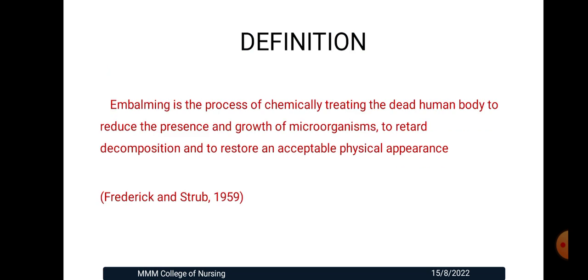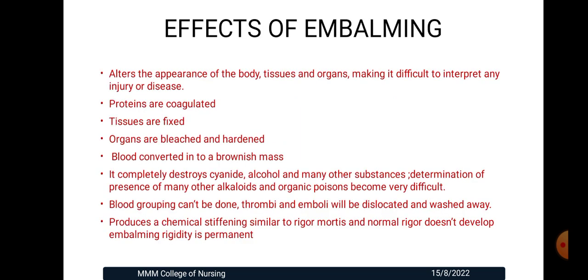Definition: Embalming is a process of chemically treating the dead human body to reduce the presence and growth of microorganisms, to retard decomposition, and to restore an acceptable physical appearance. Frederick and Straub, 1959. Effects of embalming: it alters the appearance of the body, tissues, and organs, making it difficult to interpret any injury or disease.